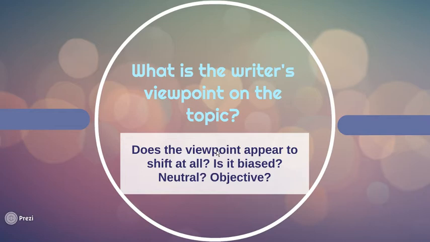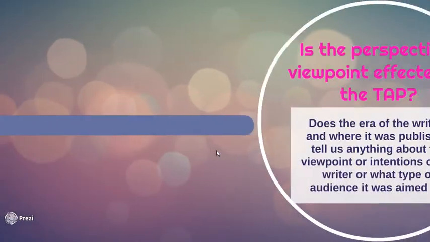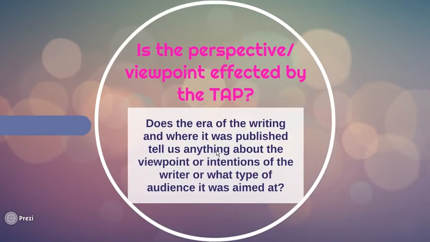You might consider whether it's a biased viewpoint, whether it's quite neutral, or whether it's objective. One of the reasons that it's so important to establish the TAP is that actually you can consider whether the perspective or the viewpoint's been affected by the text, audience or the purpose.